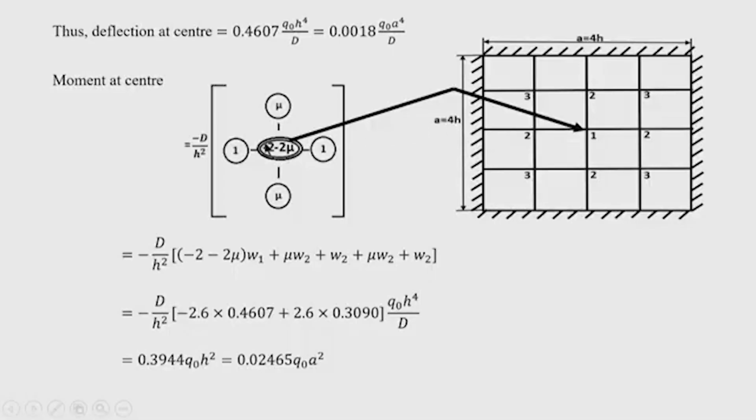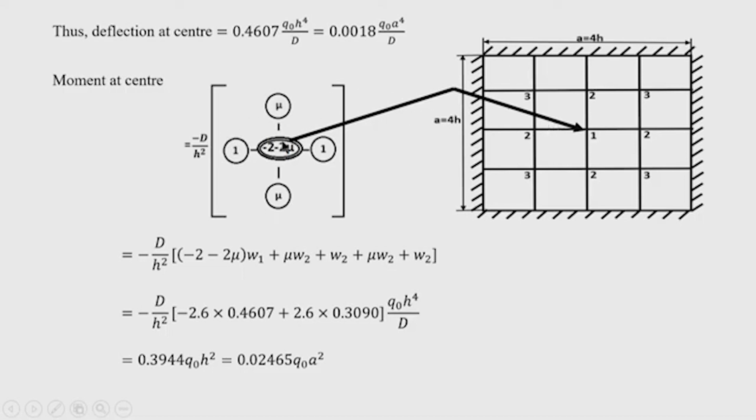And M x, M y at the center can be calculated. This is the stencil for M x or M y, whatever you call. Now, this is to be placed at the node 1. 1 is the central node. So, if I place the node 1 stencil here, 1 at 1, then what do we get?